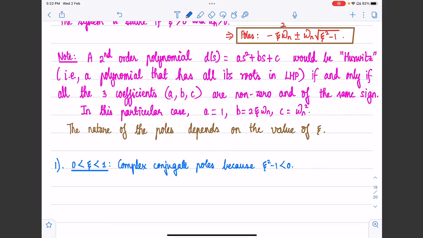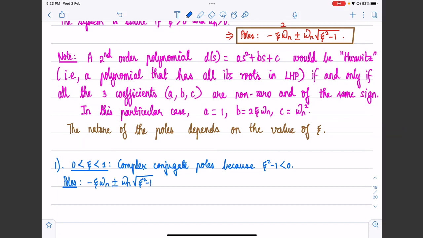Okay. So let's write down the same poles, but in a different way. What will be the poles? Minus zeta omega n plus omega n times square root of zeta squared minus 1 is one pole. Minus zeta omega n minus omega n times square root of zeta squared minus 1 is another. So these are the two poles.